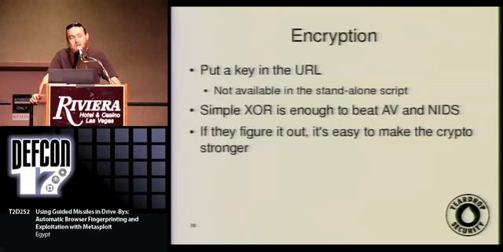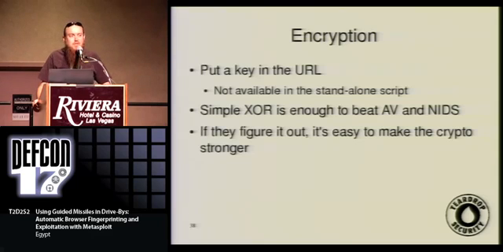So we can put a key, like an XOR key or whatever kind of key, in the URL and reference it via JavaScript. So now, if somebody wgets our evil JavaScript but doesn't save the URL that they downloaded it from, they can't decrypt it. And using this, a simple XOR is enough to beat all the AVs, all the NIDs. And the best part is, if they figure it out, it's really easy to just make it better, and use RC4 instead of XOR, or something like that.